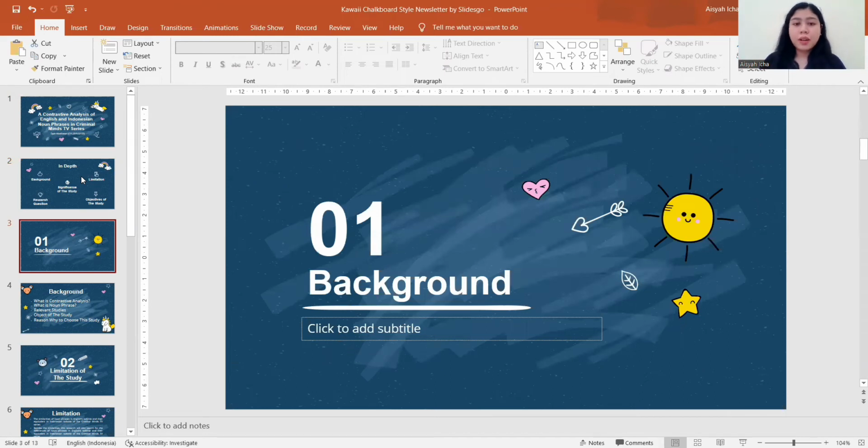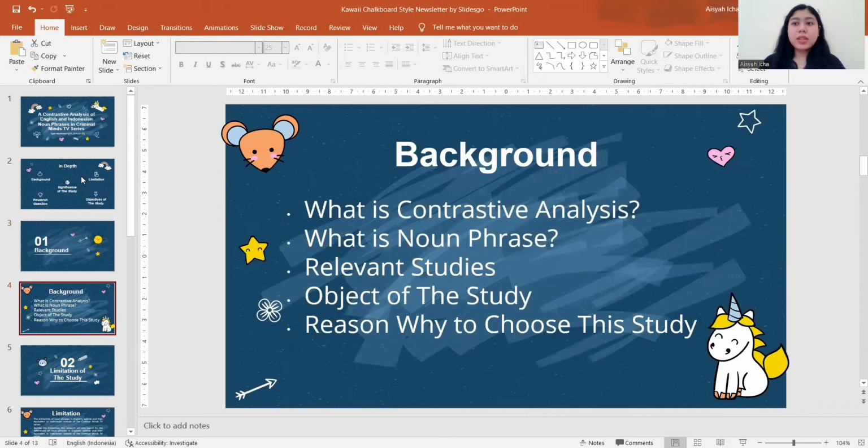First, we're going to talk about the background. So the background consists of the definition of the contrastive analysis, and then the definition of noun phrase, and then the relevant studies that exist, and then object of the study, and reasons why to choose this study.